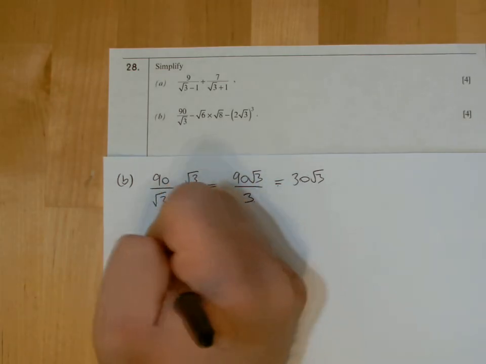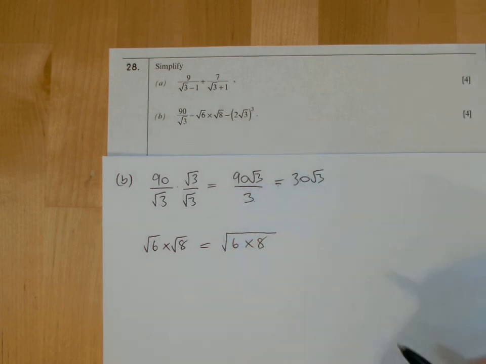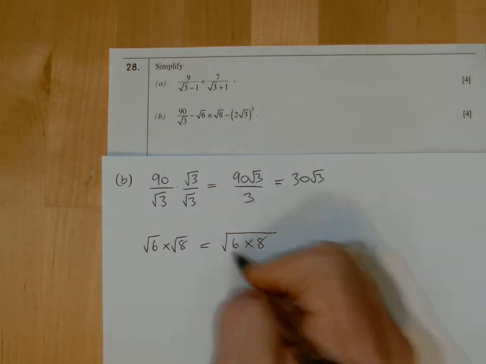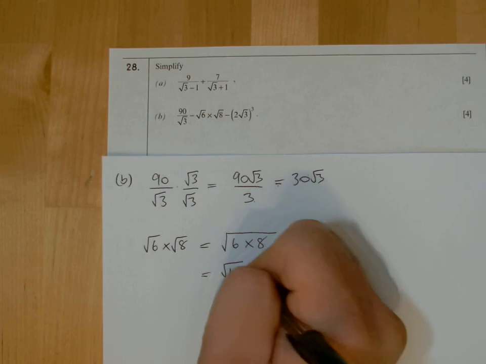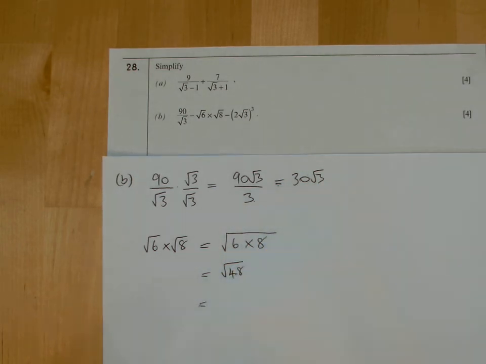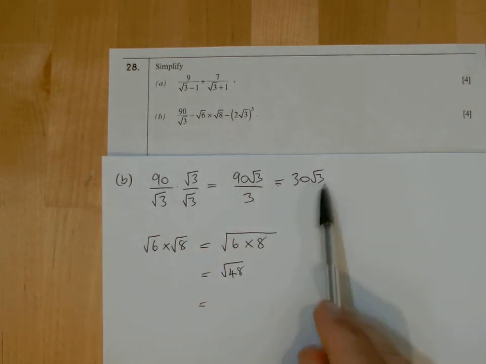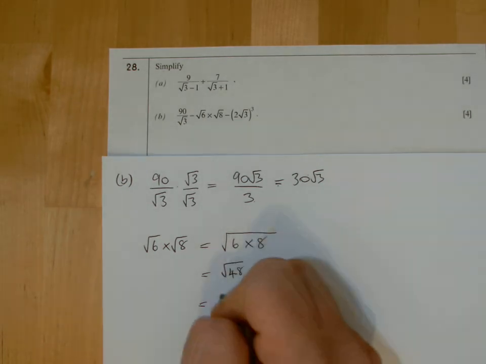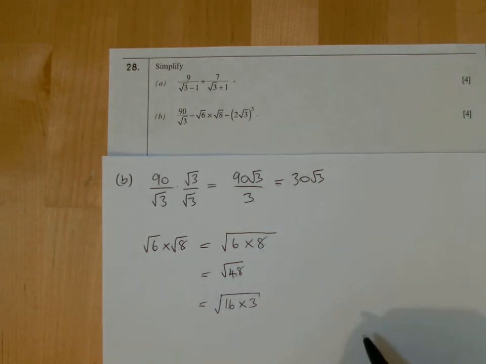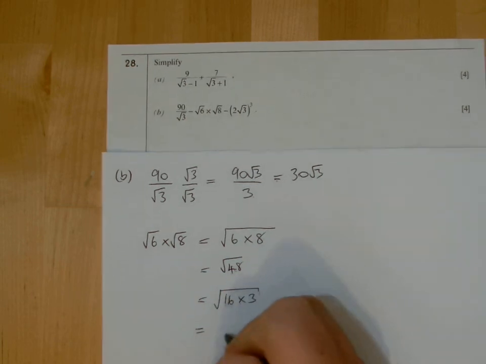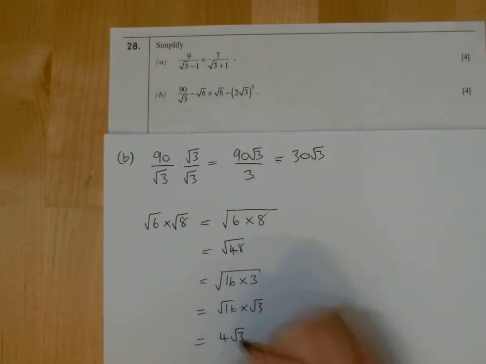On the next one, root 6 times root 8. There's many ways you can do this. You might be thinking, well, I can put them under one square root, which indeed you can. So 6 times 8 is root 48, because 6 times 8 is 48. And then you need to think of a pair for 48. But bearing in mind, because they're asking us to simplify this, in the first term there you've got root 3, so 3 is going to be important, isn't it? And if you think about 3, it goes into 48, 16 times 3. That's quite nice because you could split that up, and of course, the square root of 16 is 4, so that'll be 4 root 3.